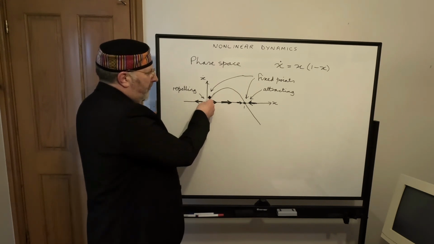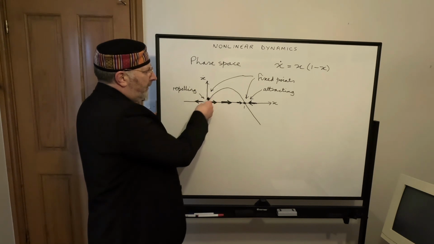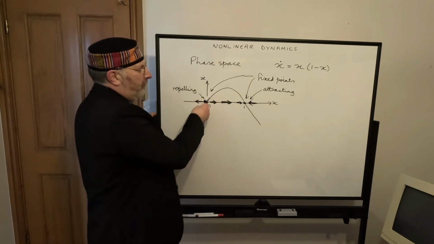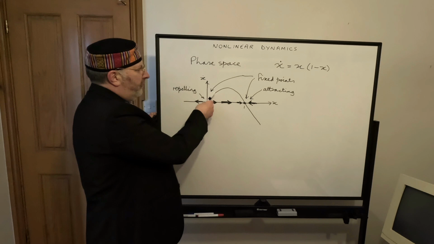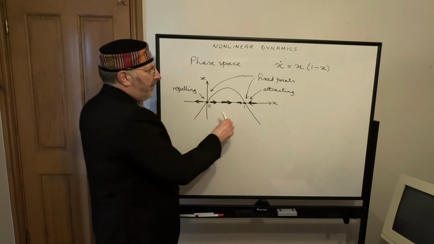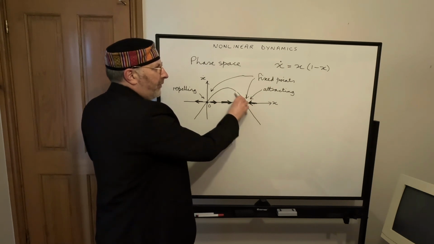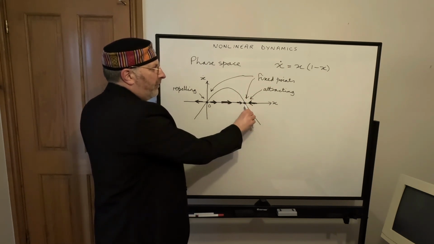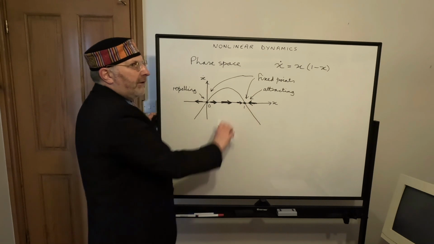So if the slope is positive here, moving up when it goes through the fixed point, then that is a repelling fixed point. And if the slope is negative as it goes through the fixed point, moving downwards, then that will be an attracting fixed point.